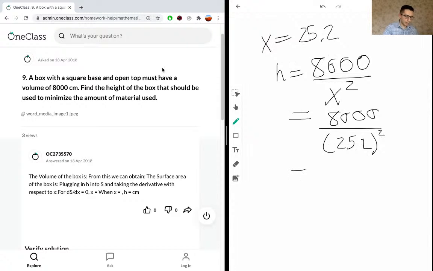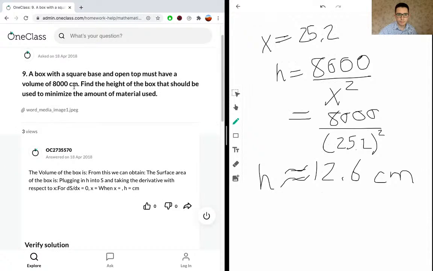squared. We'll plug this into our calculator: 8,000 divided by 25.2 squared gives us approximately 12.6. So when the height equals 12.6 centimeters, we know that the minimum surface area is used when the volume is equal to 8,000 centimeters cubed.